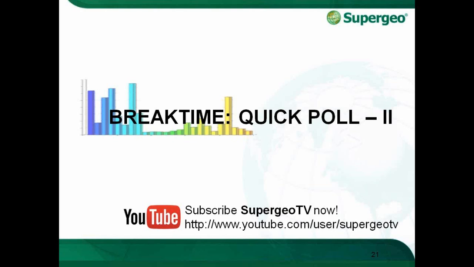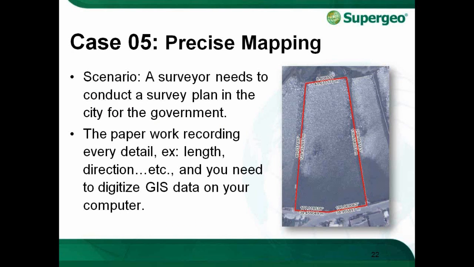Thanks, Sarah. And then we continue with the fifth case, case 5, precise mapping. Let's think of the scenario that exists. Maybe a surveyor needs to conduct a survey plan in a city, maybe for government.